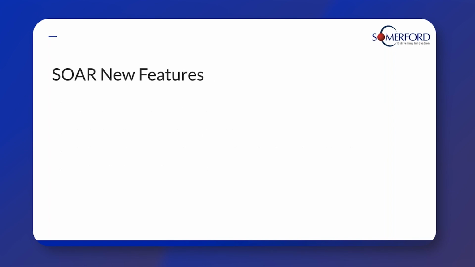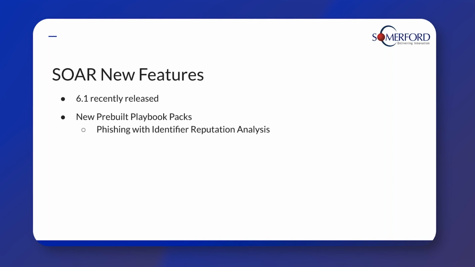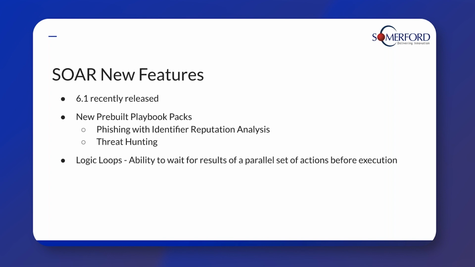If we switch now to SOAR, we're going to see 6.1 has just been released. It's actually got new pre-built playbook packs. Two key ones really: phishing with identifier reputation analysis, and also threat hunting. So there are new playbook packs for these types of investigations and response plans. These are all pre-built and ready to go. So it's coming out in 6.1.